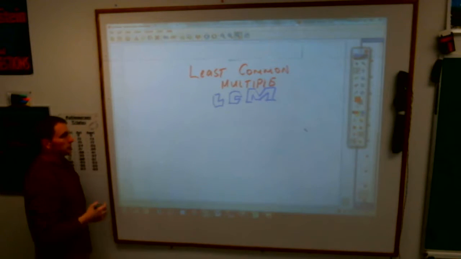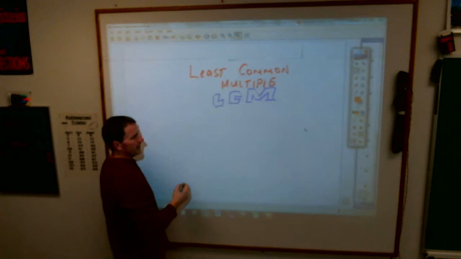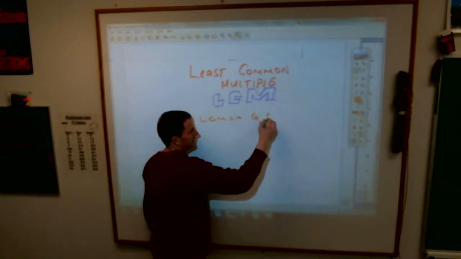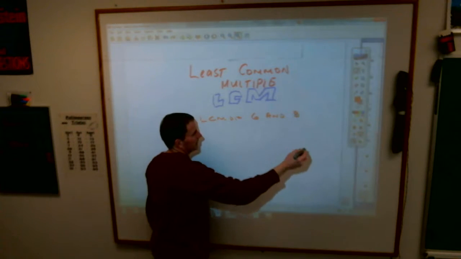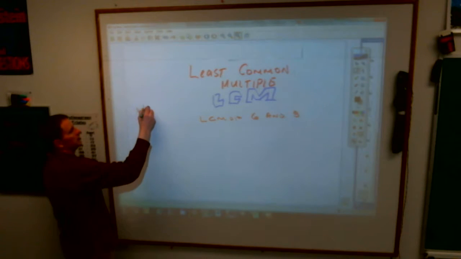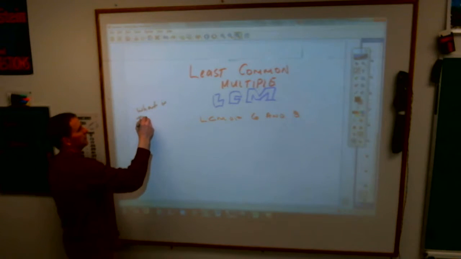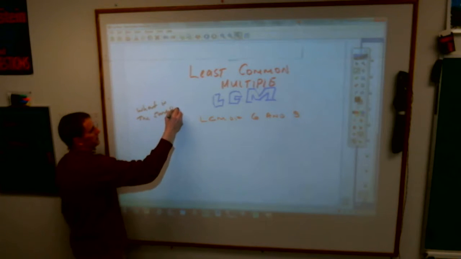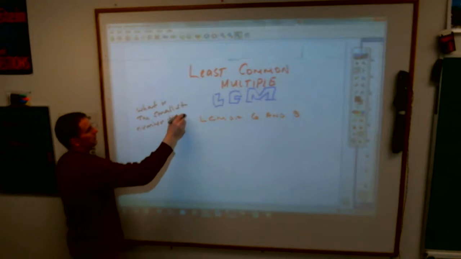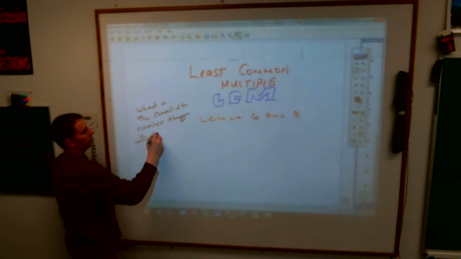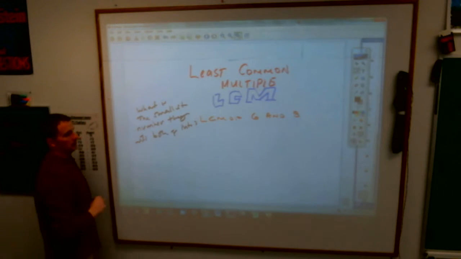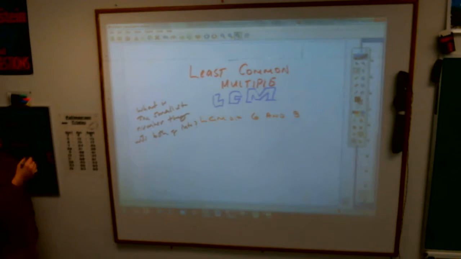Least common multiple. Let's start easy and go hard. If I asked you for the least common multiple of 6 and 8, I always say that what you're thinking to yourself is: what is the smallest number they will both go into? The least common multiple of 6 and 8.